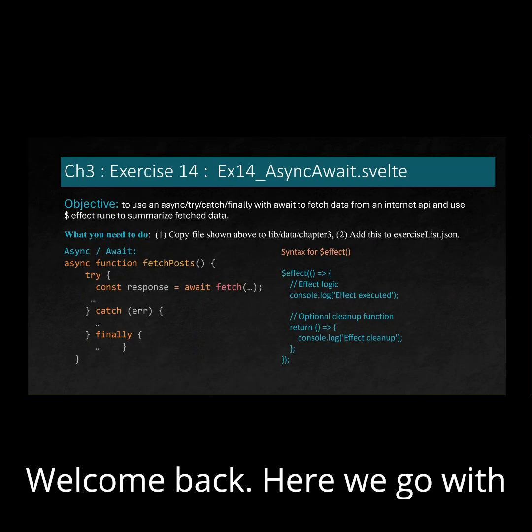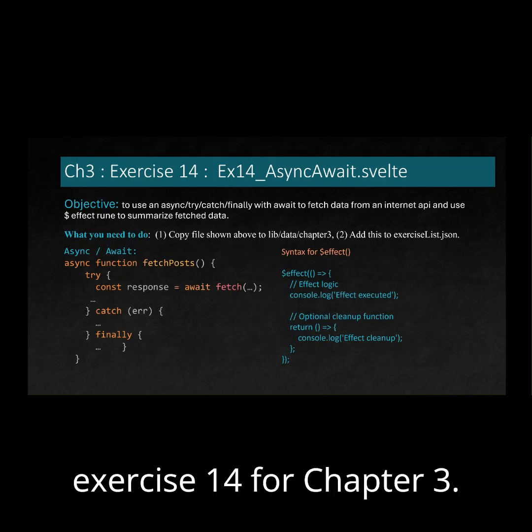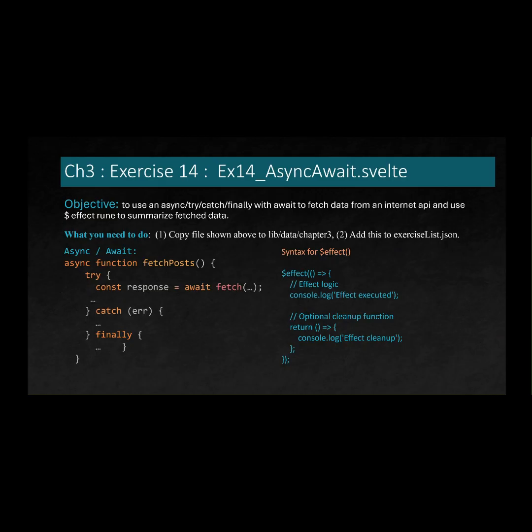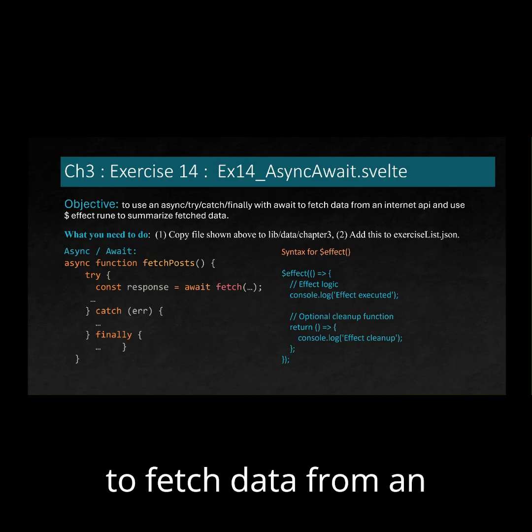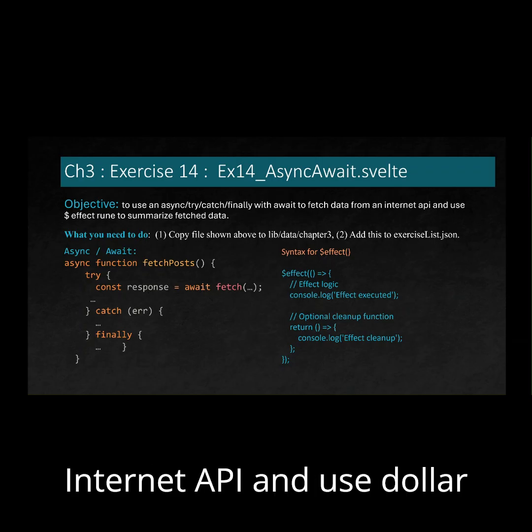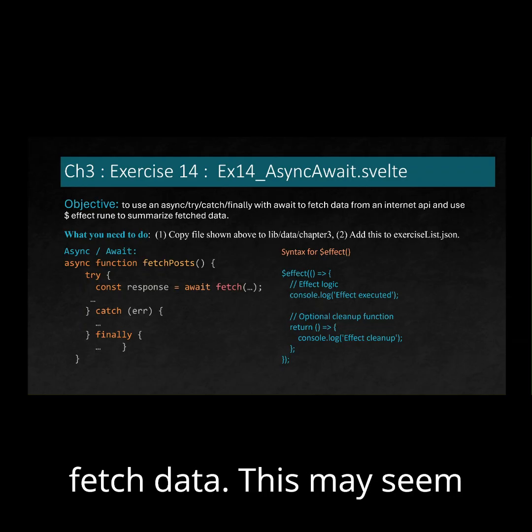Welcome back. Here we go with exercise 14 for chapter 3. What is the objective? The objective is to use an async try-catch-finally with await to fetch data from an internet API and use the $effect rune to summarize the fetched data.